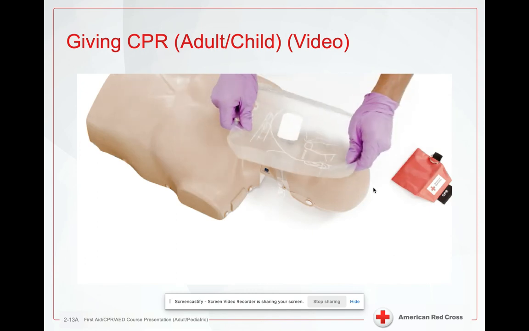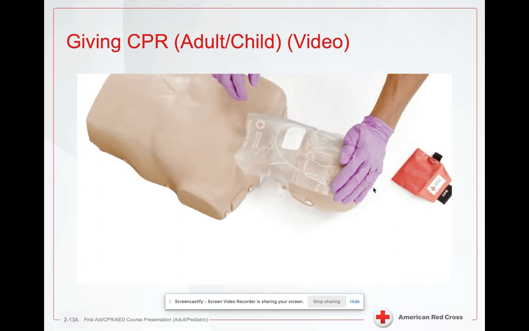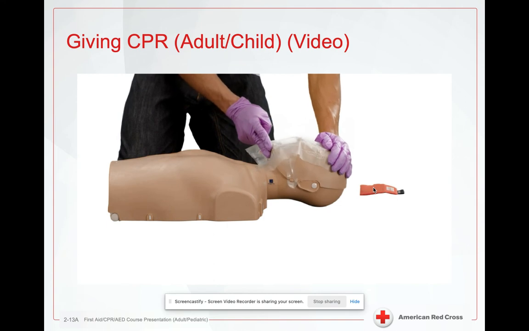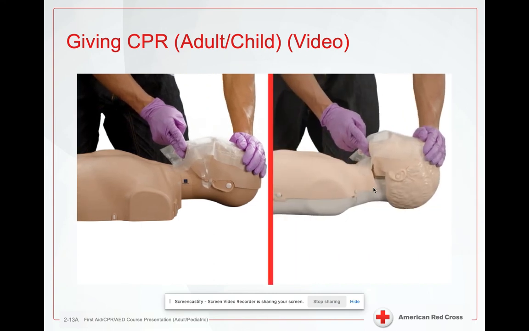First, place a breathing barrier over the person's nose and mouth. Then, open the airway by putting one hand on the forehead and 2 fingers on the bony part of the chin and tilting the head back to a past-neutral position. For a child, you'll only need to tilt the head to a slightly past-neutral position.